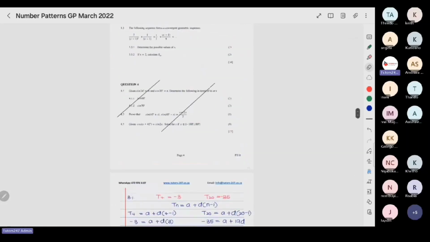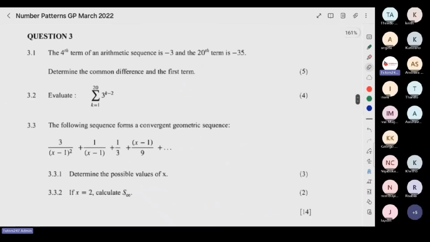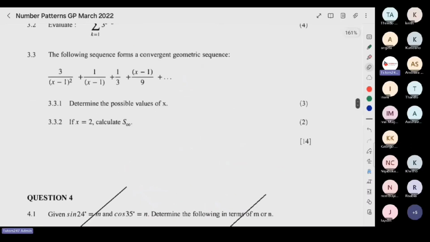Then question 3.3.2. We've got, if x is equal to 2. So now they gave us a value of x, so we proceed with this value. If x is equal to 2, calculate the sum to infinity.